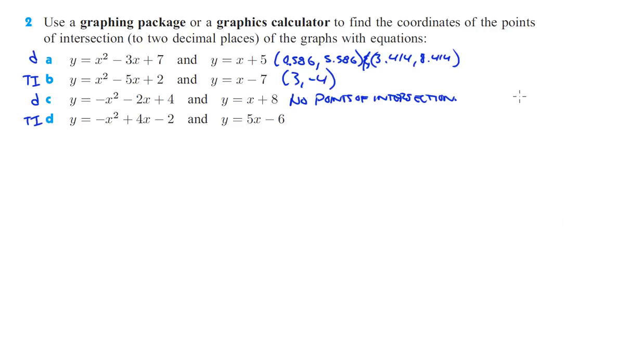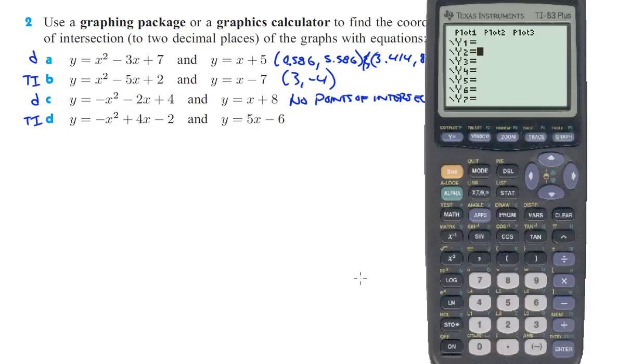Okay. All right. Back to the TI. Let's try that one again. We already cleared those out, so we're going to put these in here. So now, when you have a negative x squared, make sure you don't put subtract. You're going to push the negative. It changes it. If you do push subtract in there, it's going to give you an error. So push negative x squared plus 4x minus 2. And then on the next one down, we get 5x minus 6.